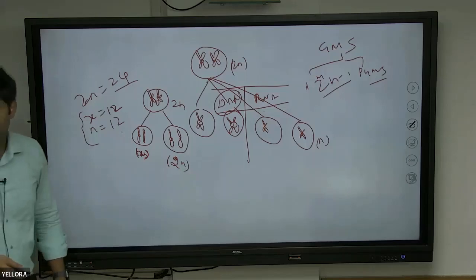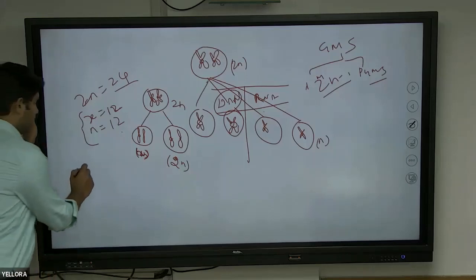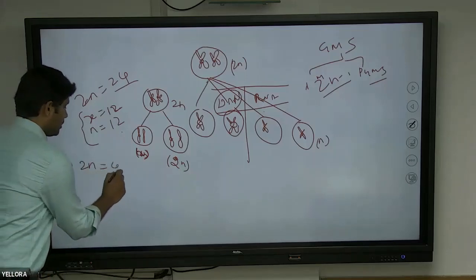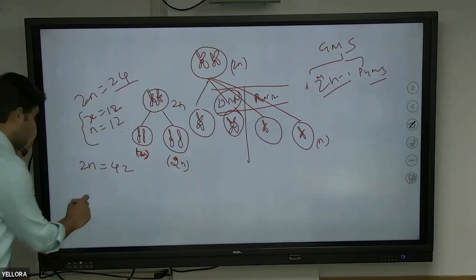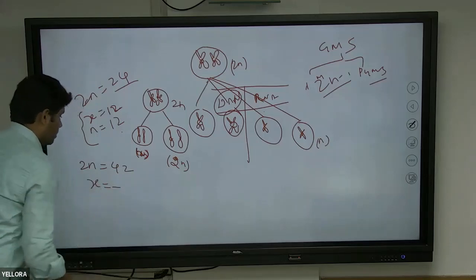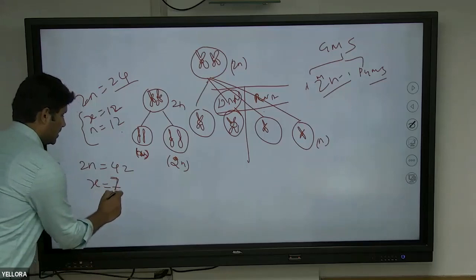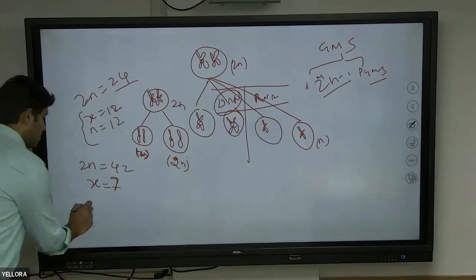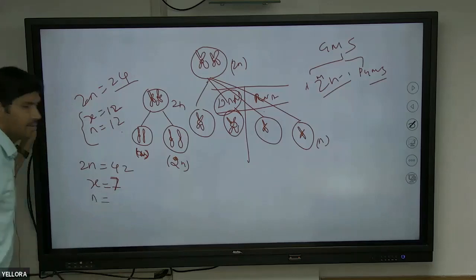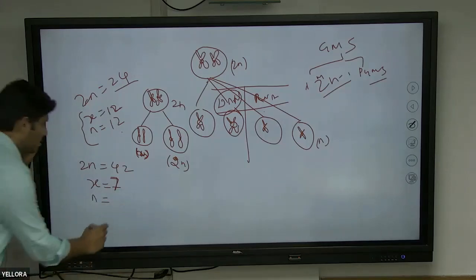In case of wheat, what is the chromosome number? 2n equal to 42. So what is the basic chromosome number? 7. So basic chromosome number is 7 because originally the wheat originated from a diploid species. So what is the haploid number? Haploid number means gametic chromosome number. So what is the gametic chromosome number? 21.